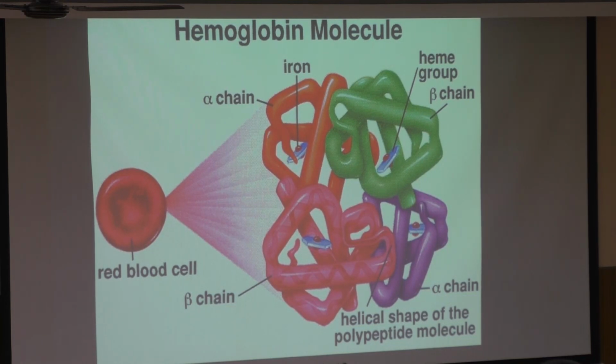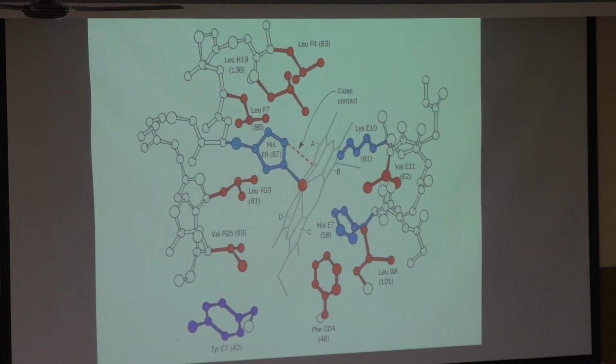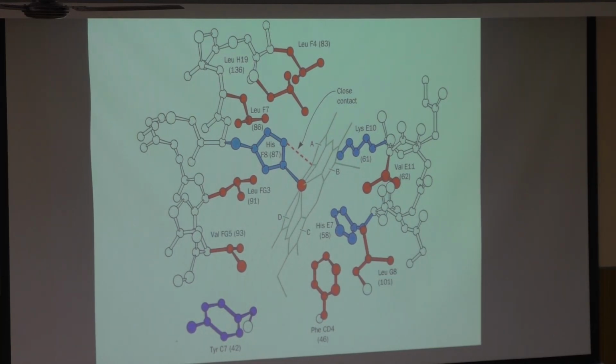So this is the structure. There are chains, there are helices A, B, C, D, from A to H, and in alpha the D helix is absent. So this is the structure. This is your four pyrrole rings A, B, C, D. This is your iron, correct? So this is your heme part and this is your globin part.